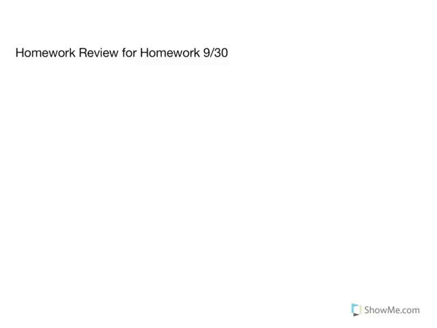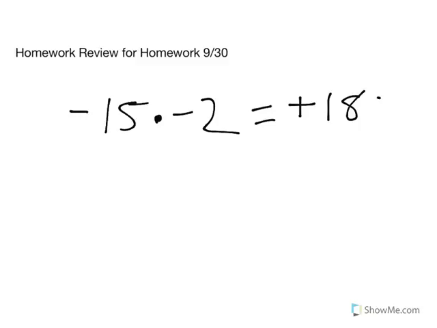It asks for the value of negative 15 times negative 12. We know that our answer is going to be a positive because we are multiplying two negatives. Since we are multiplying and both have the same sign, our answer is going to be positive. So now we just have to multiply 15 and 12, and we get 180.